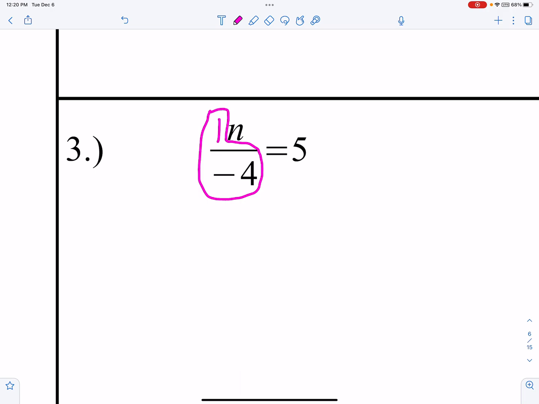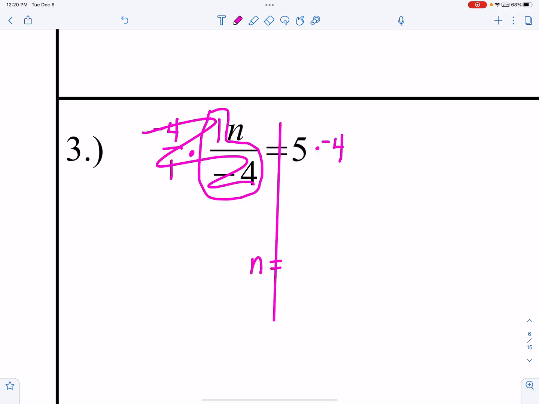So we have n times 1 over -4, okay? So we're going to multiply by the reciprocal, which is -4 over 1. We need to do the same thing to both sides. Since it's over 1 and I don't have a fraction over here, I can just do times -4. And this creates 1n equals -20.